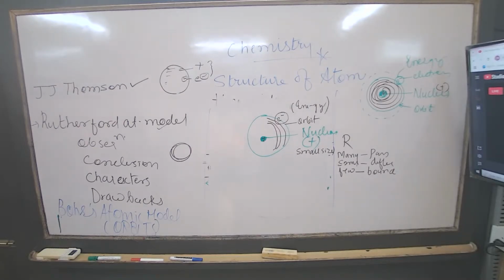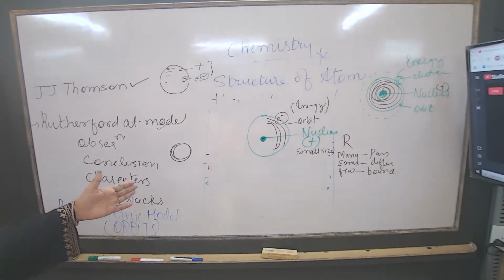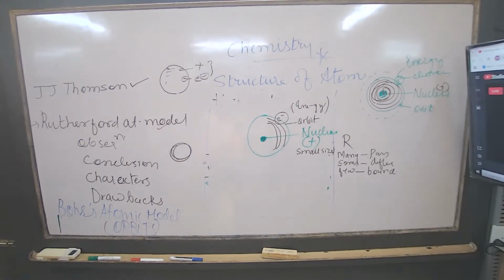You can describe it. You will have to read it once. Observation, which observation he made, that model with alpha particle, photographic plate, everything. Conclusion and drawbacks. But I think the simplest part in this is the drawback. Nothing else. Okay.